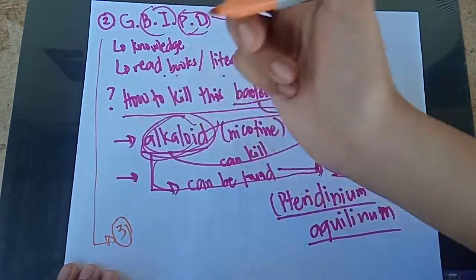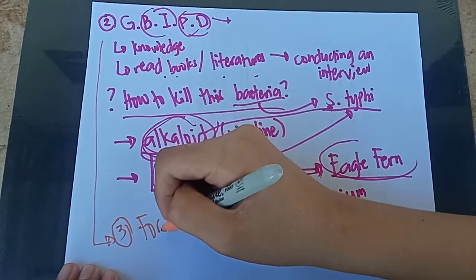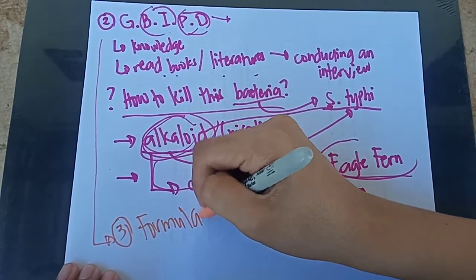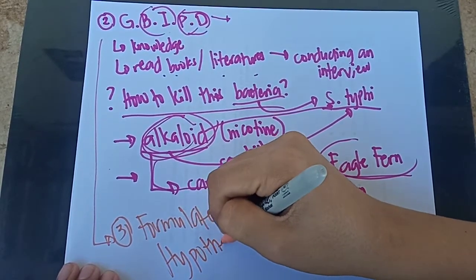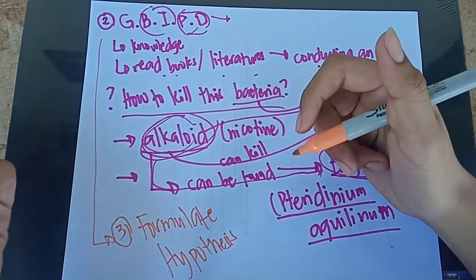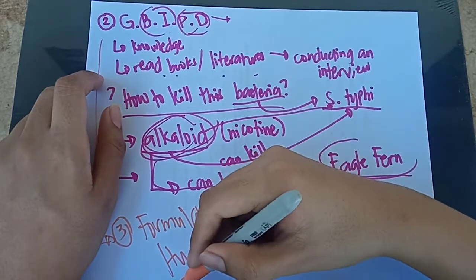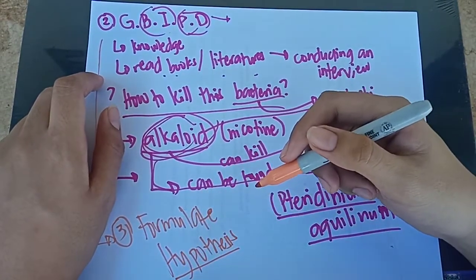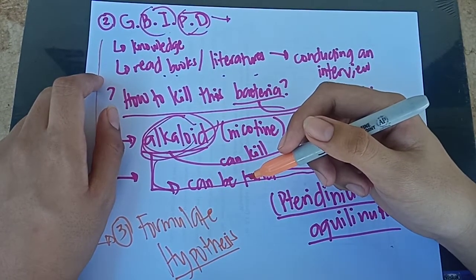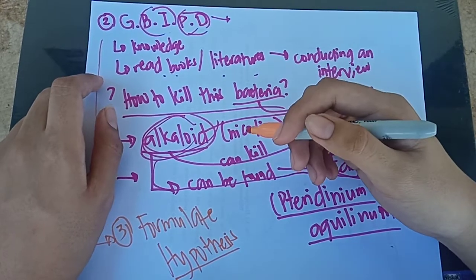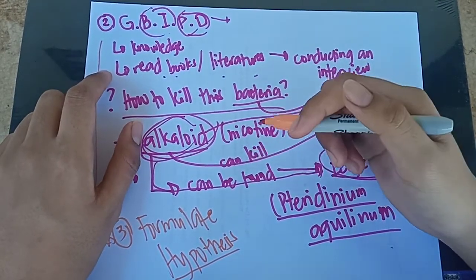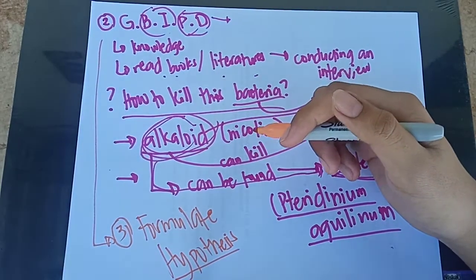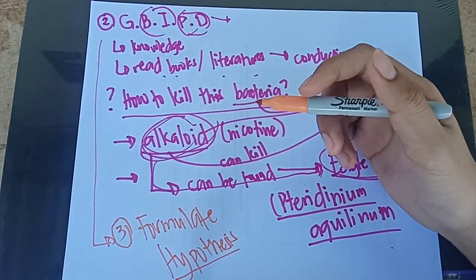You can now formulate hypothesis. Okay? So, hypothesis is the tentative solution to the problem. Okay, tentative, meaning to say it must be tested first. So, what is your hypothesis in this situation?